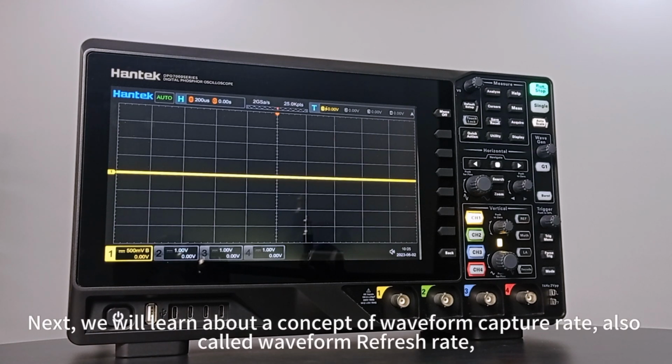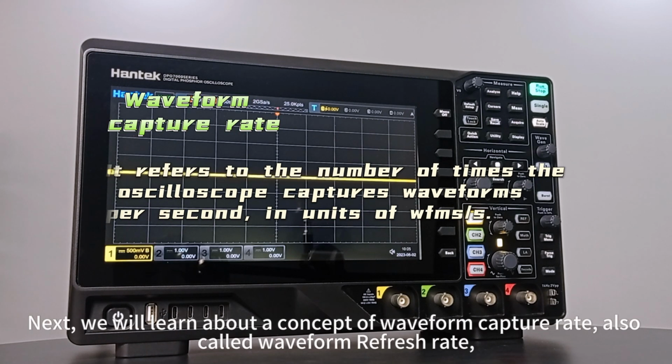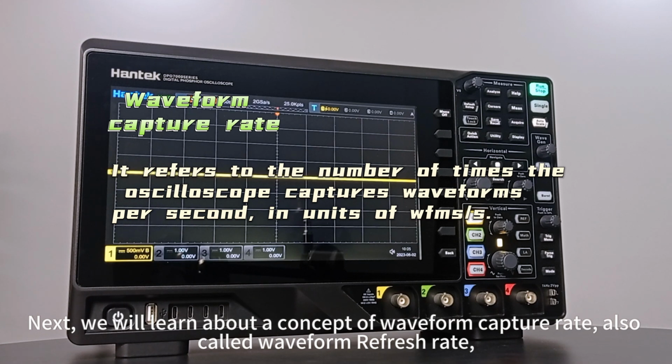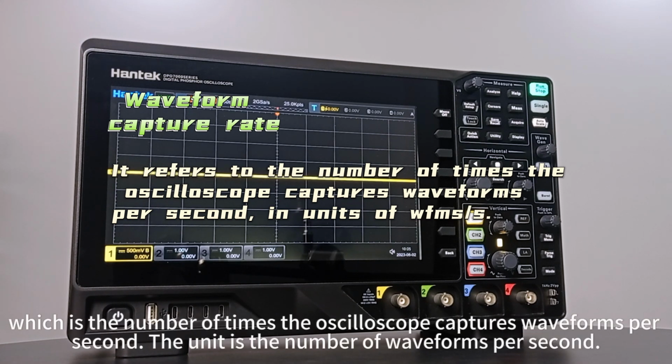Next, we will learn about a concept of waveform capture rate, also called waveform refresh rate, which is the number of times the oscilloscope captures waveforms per second. The unit is the number of waveforms per second.